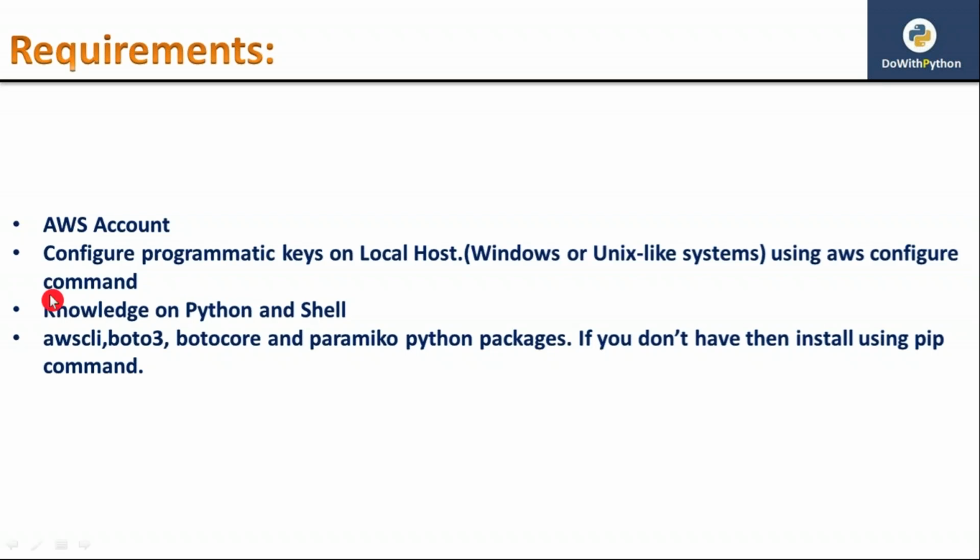In case you don't have these packages on your local host, just use the pip command, and you can install them, like using pip install with any one of the packages. Then finally, you should know how Ansible is working. Before doing automation, you should know the manual steps. Then only can you write the code effectively without having any errors.